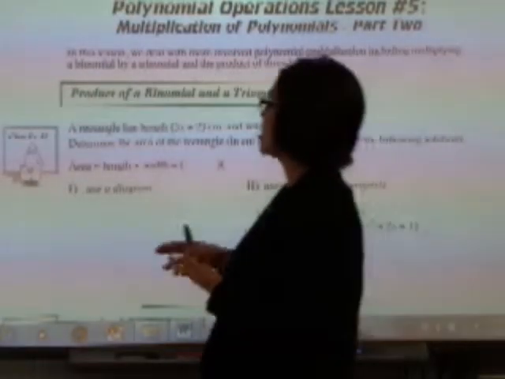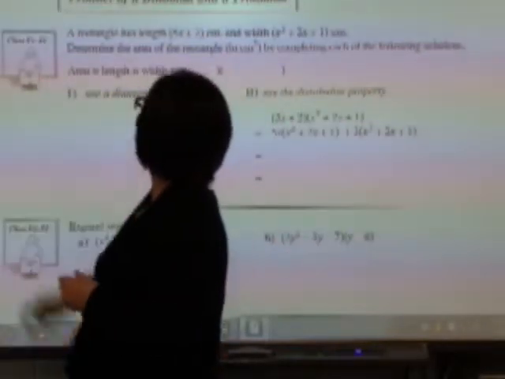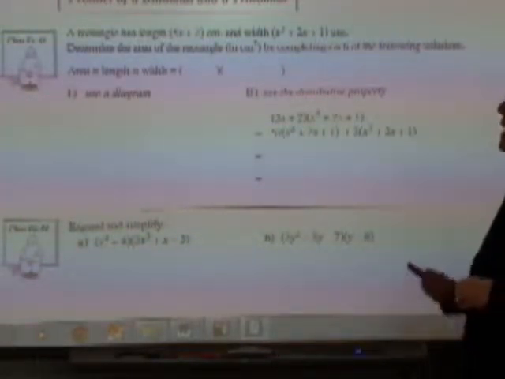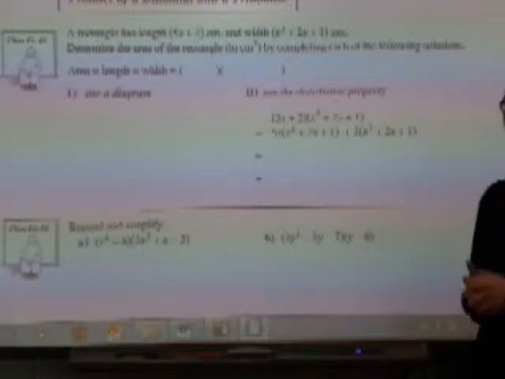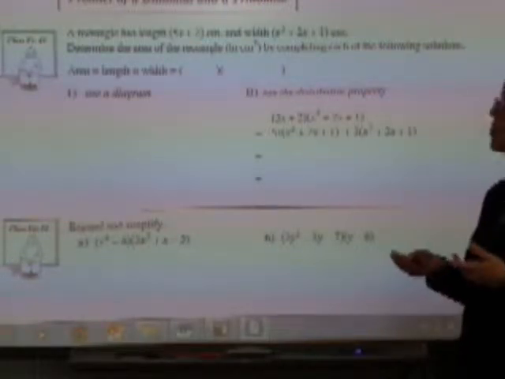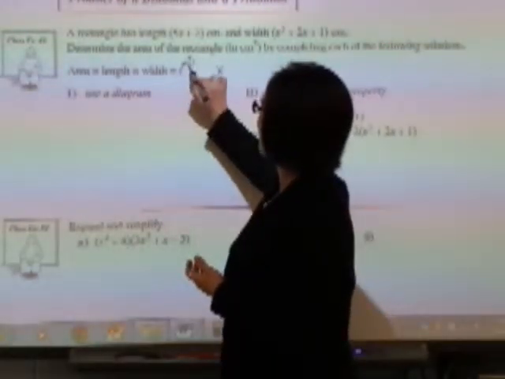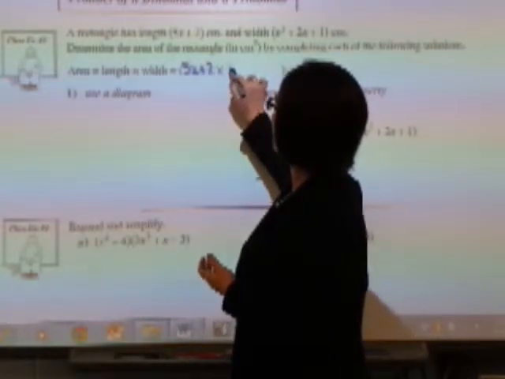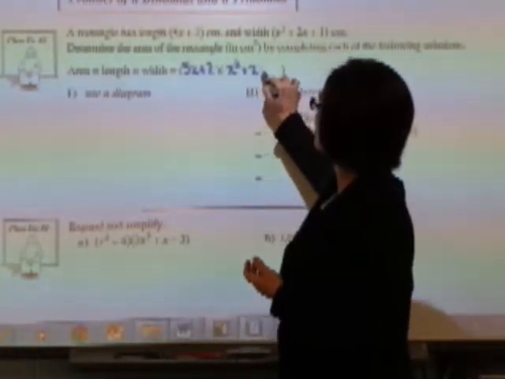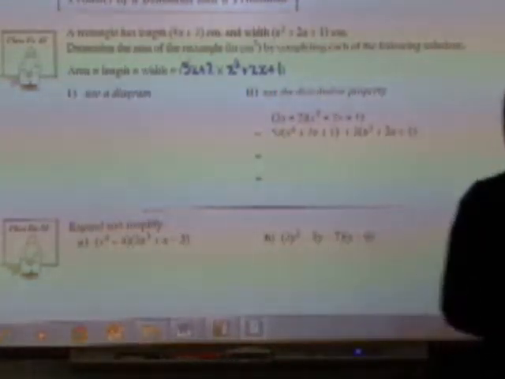So if we are determining a rectangle has a length of 5x plus 2 centimeters and a width that is x squared plus 2x plus 1 centimeters, determine the area by completing each of the following. So area is length times width. The length is 5x plus 2, and the width is x squared plus 2x plus 1. So it's a matter of multiplying those 2 expressions together.